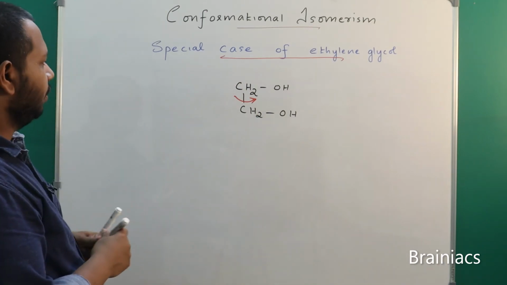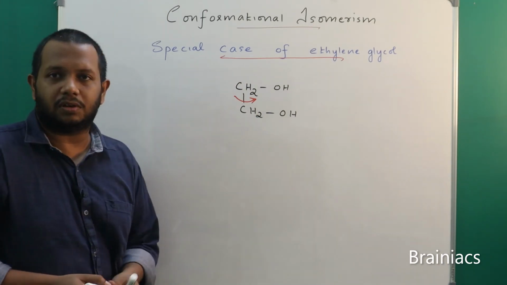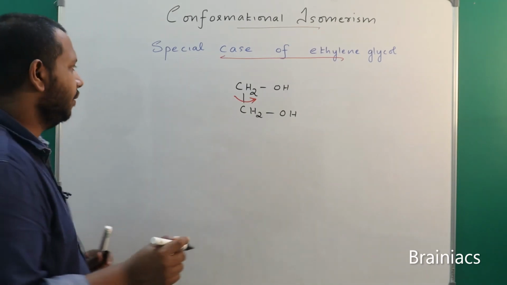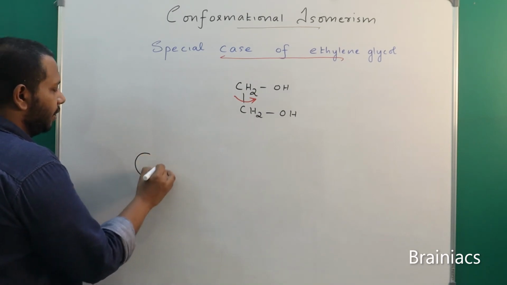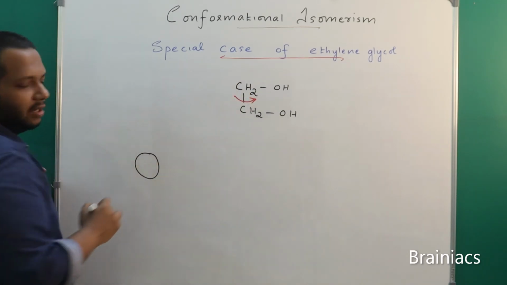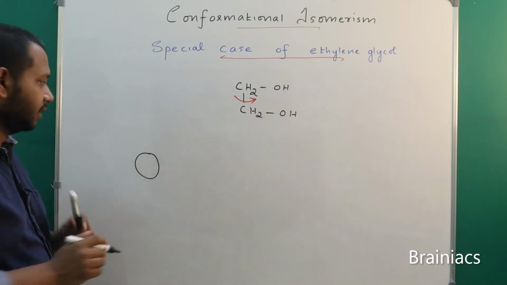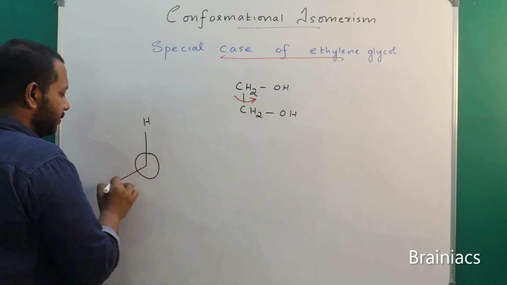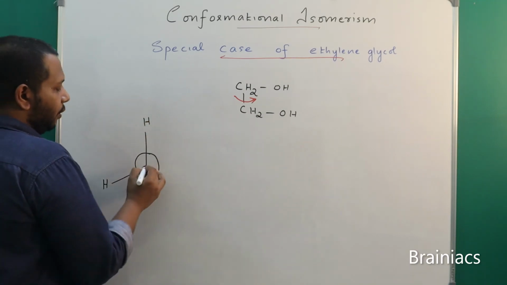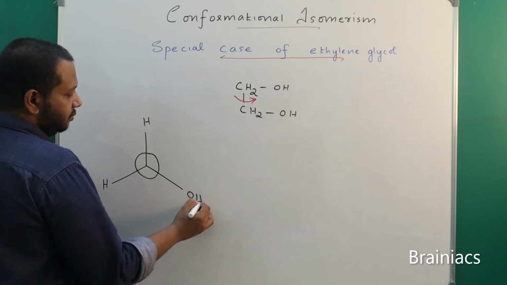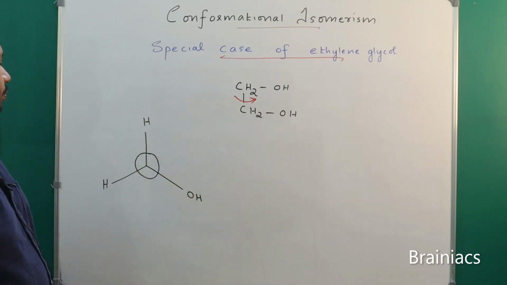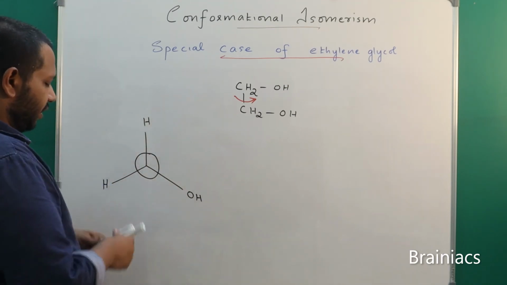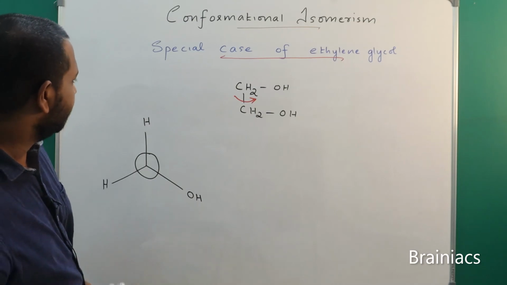Now what are the different ways you can draw the conformational isomerism of this one? I will give only the Newman projection. So let's say this is my carbon atom. Two hydrogen atoms are connected, so we can draw like this. This is the first hydrogen atom and this is the second hydrogen atom. And there is an OH group connected here. Now the backside carbon atom, I am taking this one. There also two hydrogen atoms are connected.